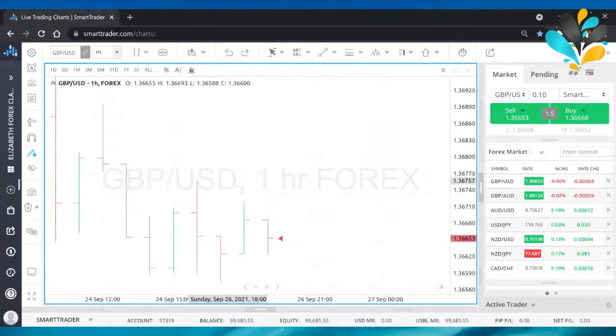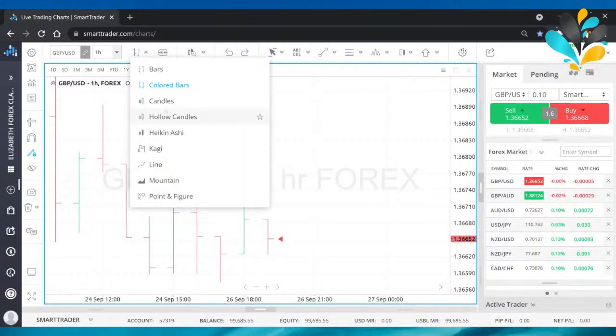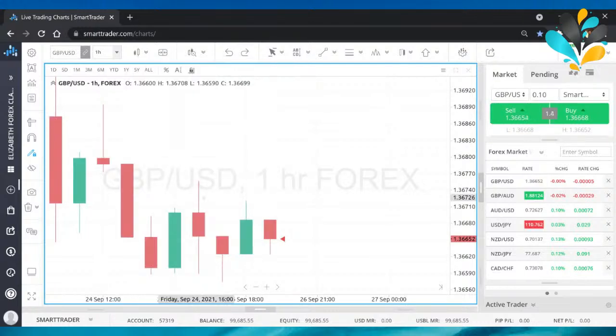You can choose colored bars, which show whether the price closed at a higher price than it opened, if it's green, or closed at a lower price than it opened, if it's red. So it helps you to see whether the market would have gone up or down. Candles are what we would say is the easiest to use in order to actually read the market.